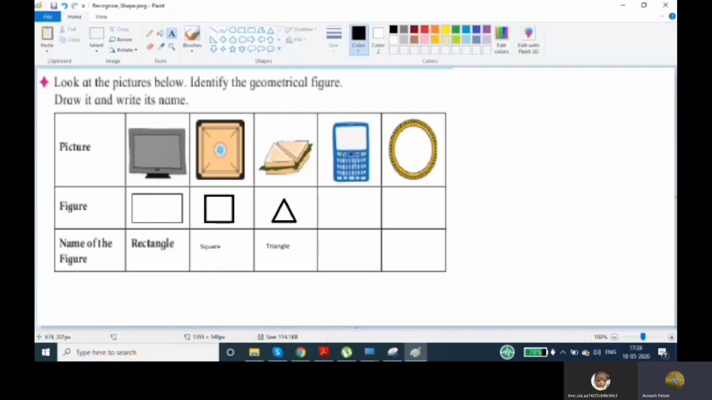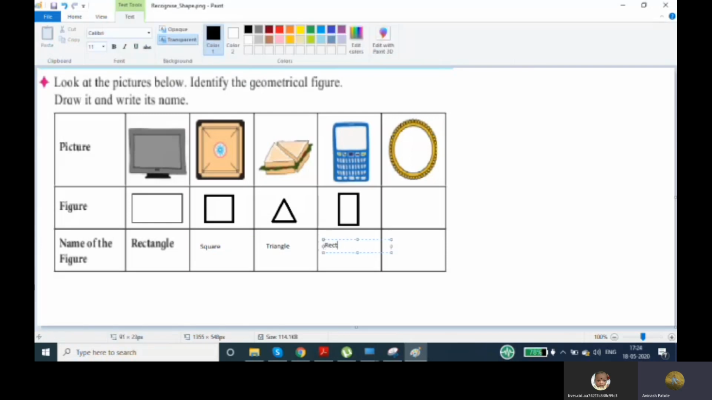Let's look further at this calculator, or rather it looks like a phone, but you're right, it is a rectangle. So we are just going to make a rectangle in this box. So this is a rectangle. Here we type the name of this shape. So it is a rectangle.